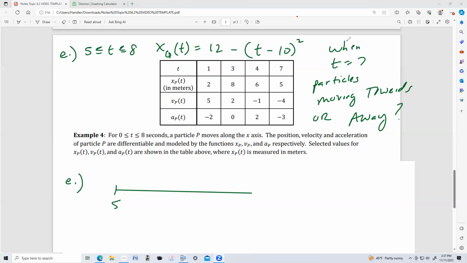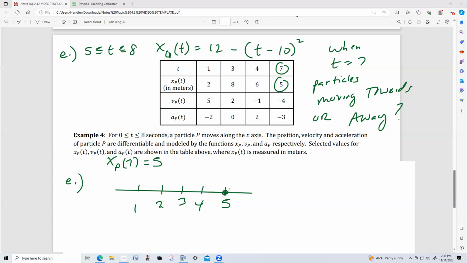Okay, let me get rid of this. So at time 7, this is what we have to find out. We have to find the position of particle P at time 7. So at time 7, particle P is at 5. So I'm going to go like this. I'm going to say it's at 5. Okay, 5, 4, 3, 2, 1. And then I'm going to make a dot here. Okay, particle P at time 7 is at 5.